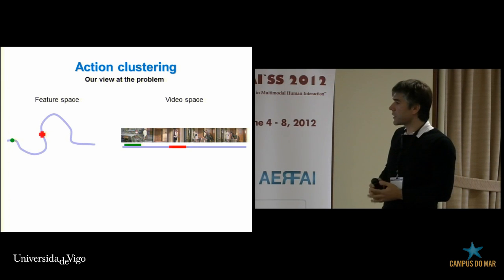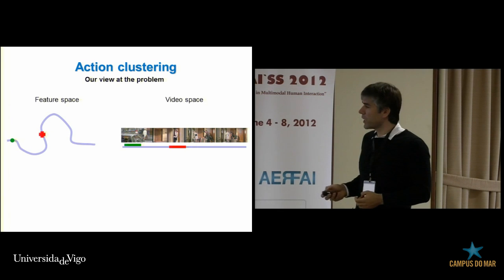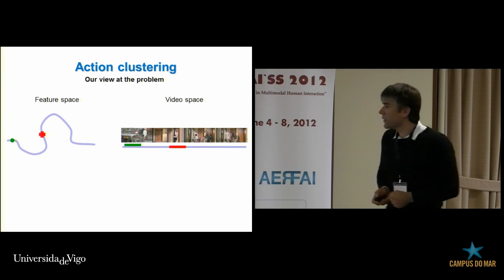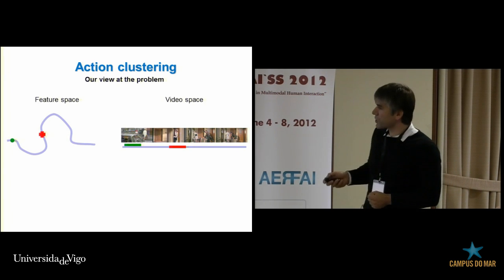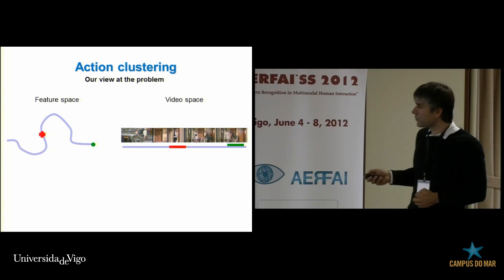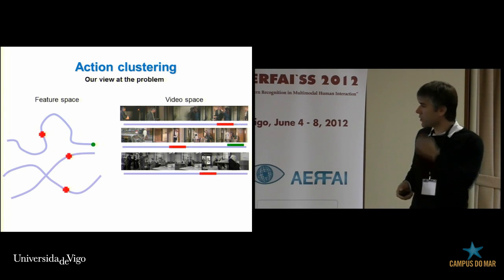So here is another way to see the problem. Say we have a video track, extracted by the scripts, and we also have an action here. We don't know the temporal position of this action, but we know it's somewhere there. In the feature space, this would be a trajectory. This is the time dimension. The red would correspond to the action. What we can do is slide the window along the time, and this would correspond to sliding the point along this trajectory.